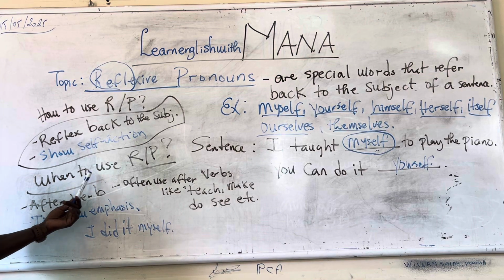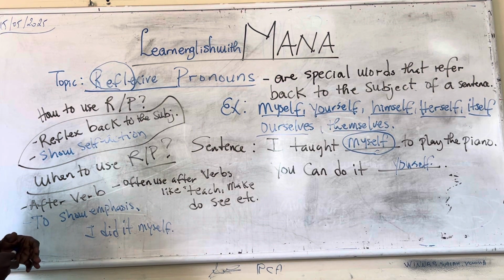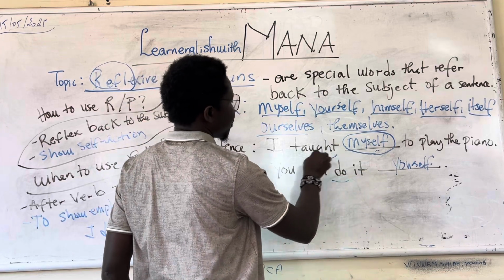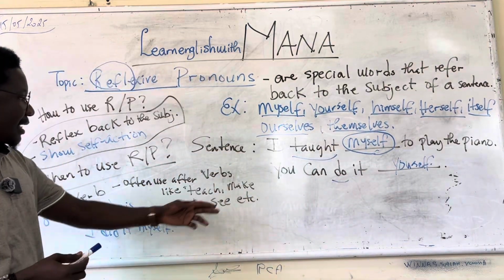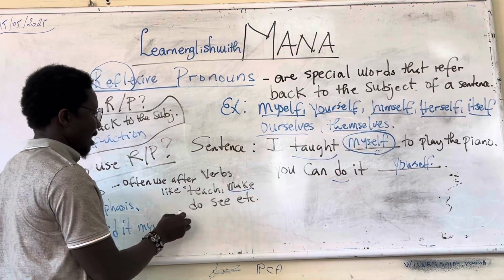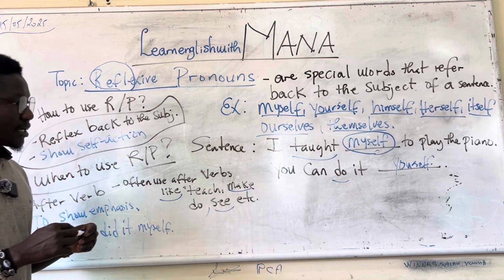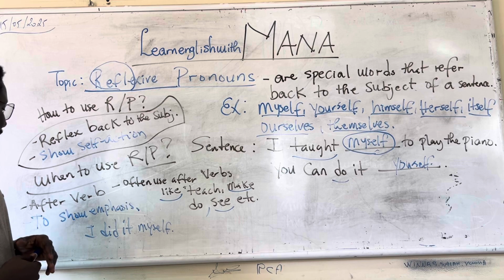Okay, now when to use reflexive pronouns? We often use reflexive pronouns after verbs. So like myself, teach. All right, see, do, I can do it. I can make it myself. I like it myself, I see it. All right, all these words you use with a reflexive pronoun.